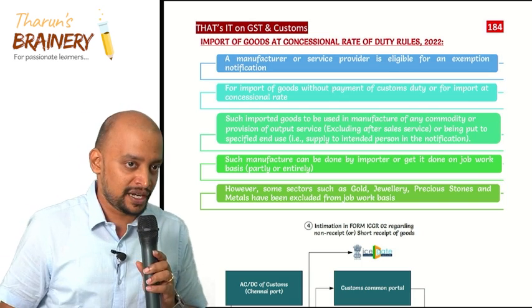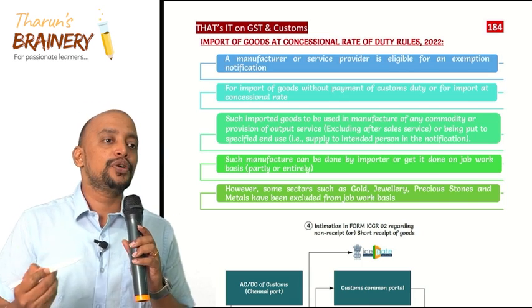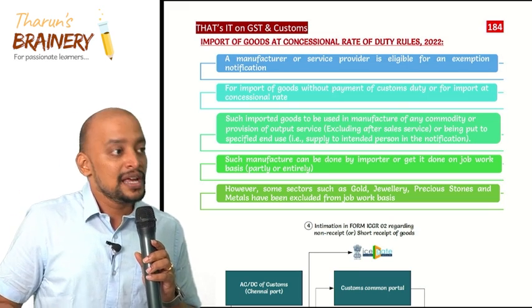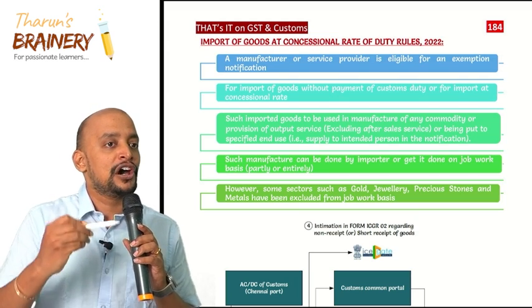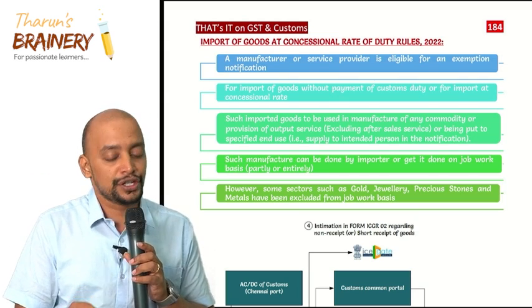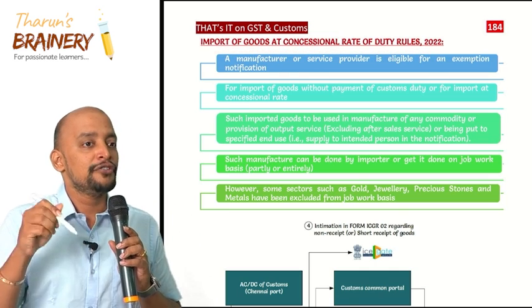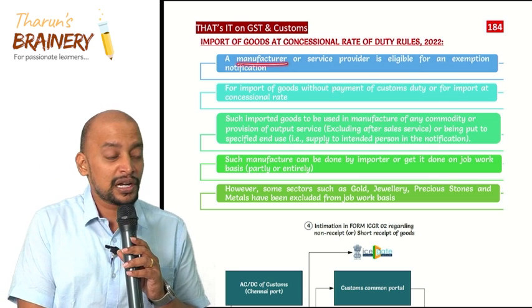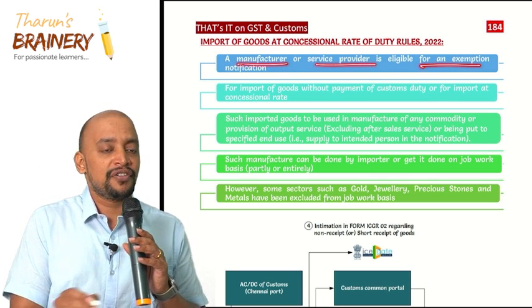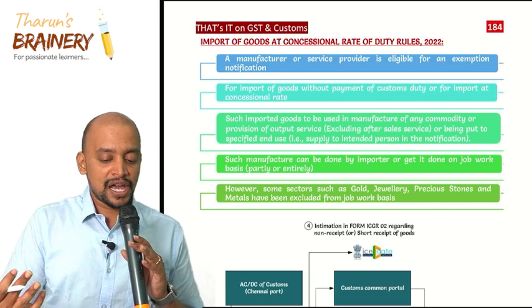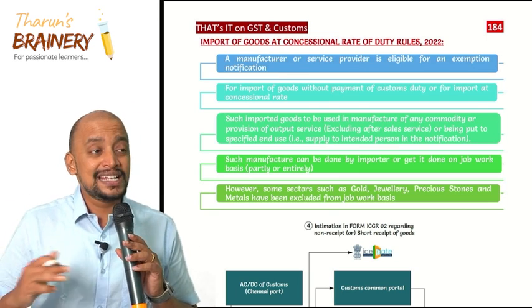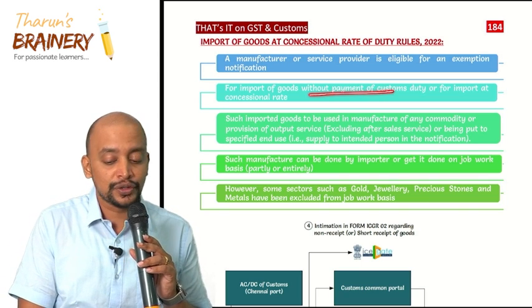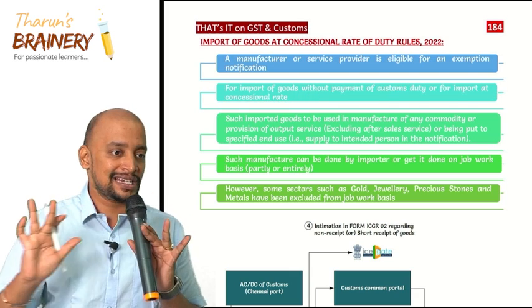Or you are a service provider. You are into a tech company. You imported some equipments, hardware equipments for use in the education industry. Now you can import it without payment of duty or at concessional rate. Again, what is the procedure that you need to follow? You need to follow this procedure. For you, these rules will be applicable. So to whom these rules will be applicable? There is a manufacturer or a service provider who is eligible for an exemption notification. That manufacturer or service provider is eligible for exemption notification either to import goods without payment of duty or to import goods at concessional rate of duty.